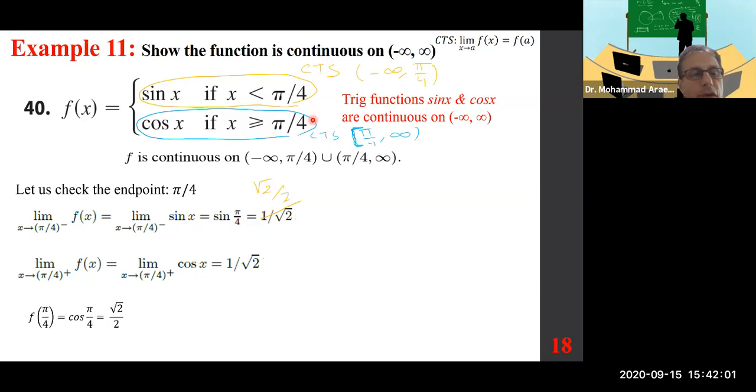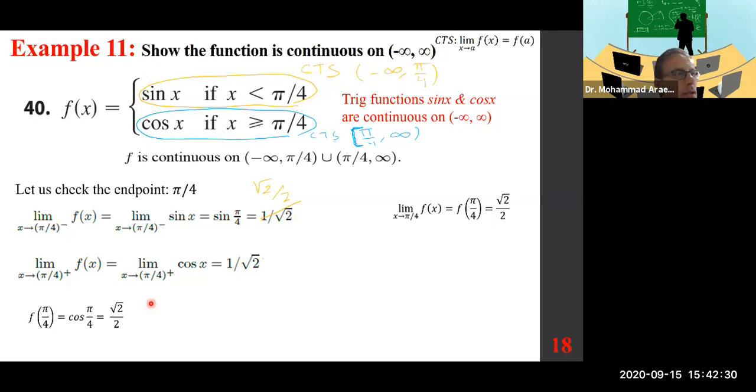Also, the functional value, look at the equality. Why are we using the second piece? Because this one has the equality. Wherever the equality sign goes, it goes with the first one or the second one. In this case, the second one. So the limit exists and it's equal to square root of 2 over 2. The functional value is the same thing. Therefore, the function is continuous at pi over 4.